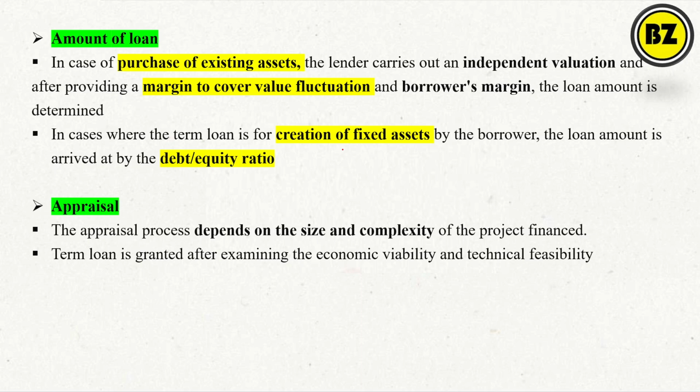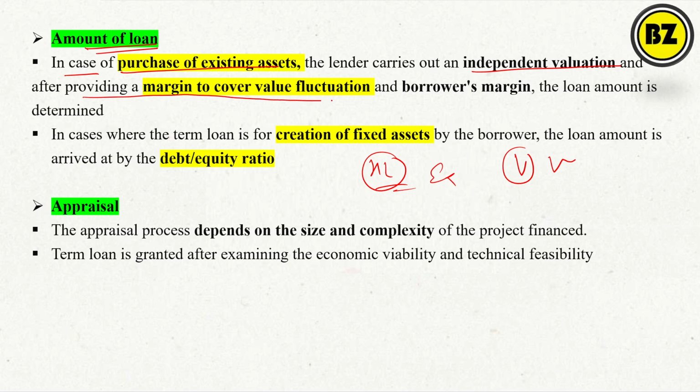Okay, now the amount of loan. How much loan are you getting in the term loan? In case of the purchase of an existing asset, for example a housing loan you are going to purchase, now it is an existing asset. In such cases, independent valuation should be there. So the valuer will do the valuation, providing a margin to cover the value fluctuation.